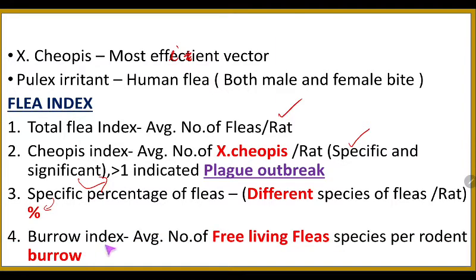Next is the burrow index. Remember, we know the fleas are attached to the rat, but we are relating the flea to the burrow. That means there are some free living fleas. These free living flea species present per rodent burrow is what is called the burrow index.